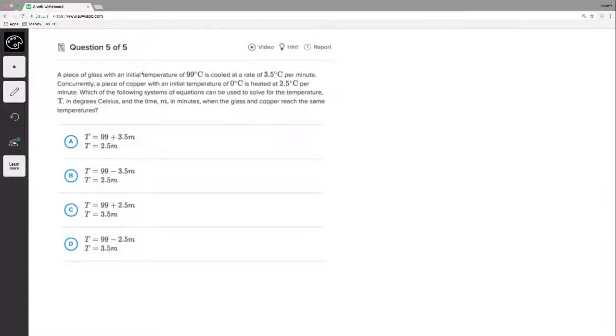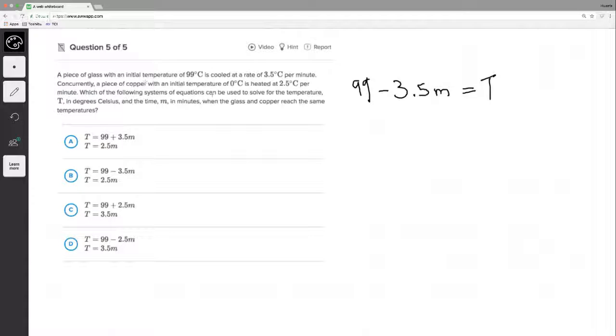Final one. A piece of glass with an initial temperature of 99 degrees is cooled at a rate of 3.5 per minute. I know that means the temperature is dropping by 3.5 degrees per minute. I'm going to use M, and I can see quickly they use M here. And that's my temperature. Starting at 99, the number of minutes times 3.5 is how fast it's cooling.